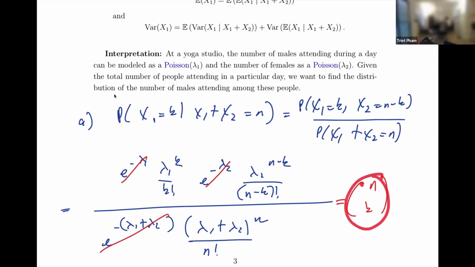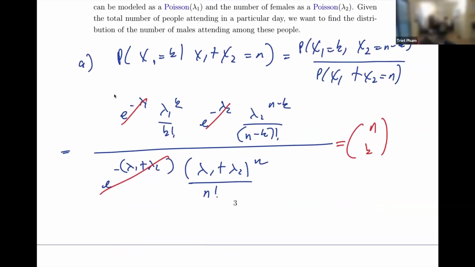Once you have the n choose k, then you kind of suspect that there's some kind of binomial going on. So you're gonna search for something raised to a k power, right? Well, do we have anything raised to a k power? Well, we have lambda 1 to the k, right? But that doesn't look like a p, because p must be between 0 and 1. But of course, you still have the lambda 1 plus lambda 2 raised to n at the bottom. So it turns out that you can do lambda 1 over lambda 1 plus lambda 2 raised to k.